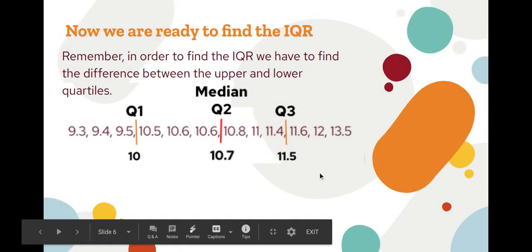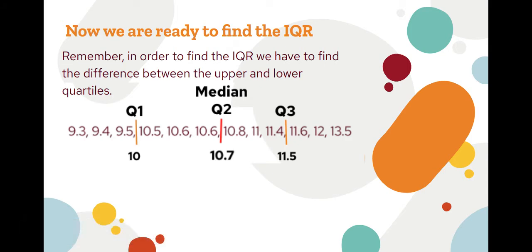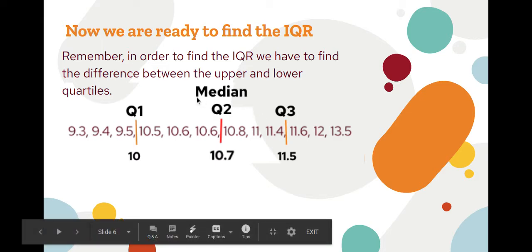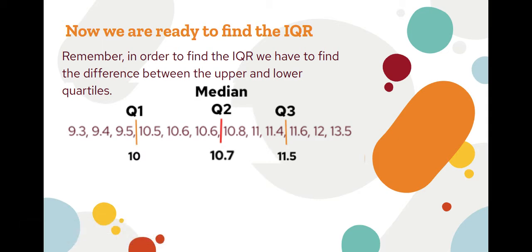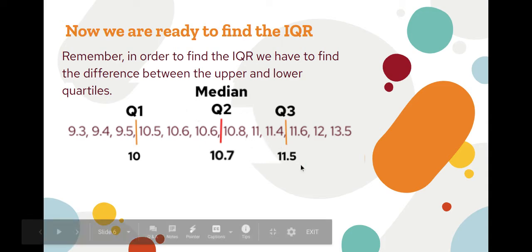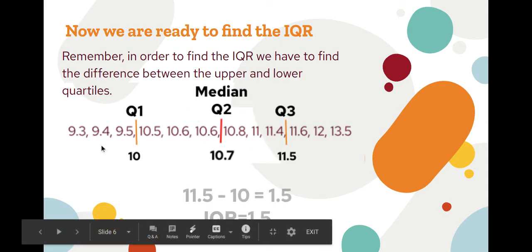All right, so now that we have found Q1, the median, and Q3, our next step is to go ahead and find our IQR. The IQR is just the difference. Hopefully you know that means subtraction. The difference between Q3 and Q1. So all we have to do is take this 11.5 and subtract 10. When we do that, we get 1.5. So the IQR is 1.5.